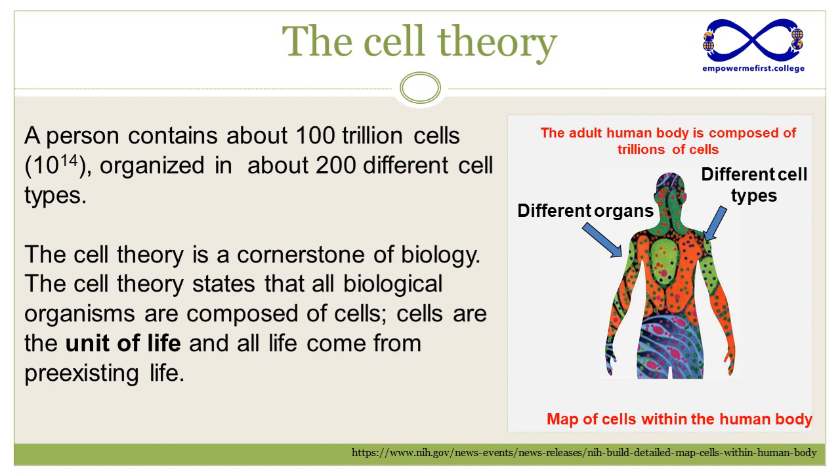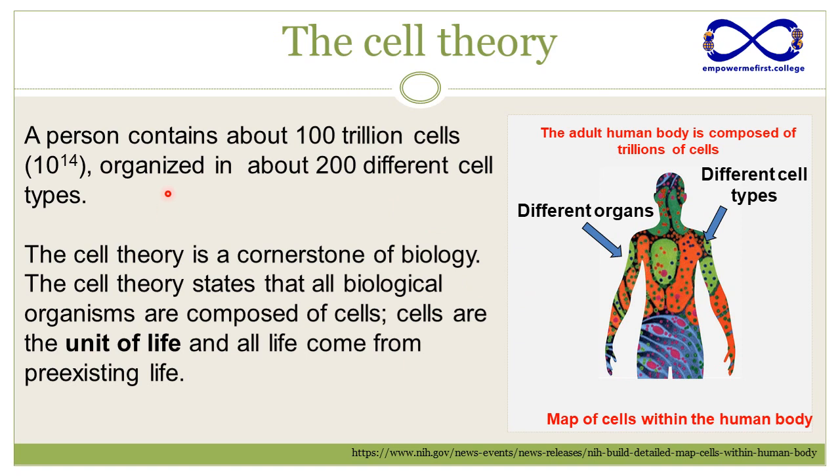Before starting with the difference between eukaryotic cell and prokaryotic cell, and before going into much detail, let's have a look at the cell theory. Generally, a person contains about 100 trillion cells, organized in about 200 different types of cells. As we can see here, the adult human body is composed of trillions of cells, which are generally differentiated in organs, but also inside the organs there are different cell types.